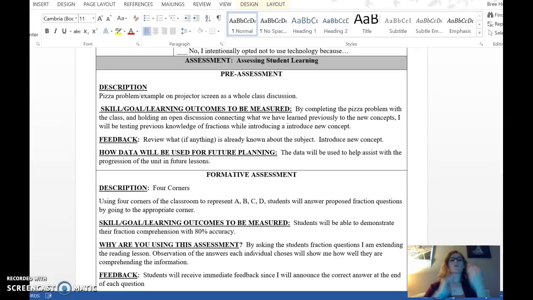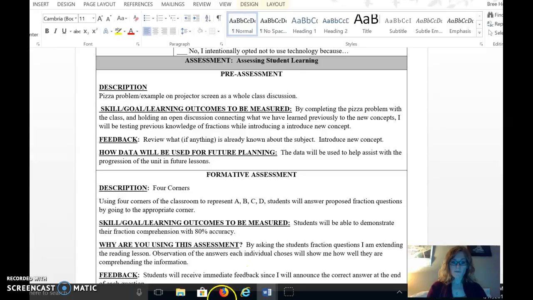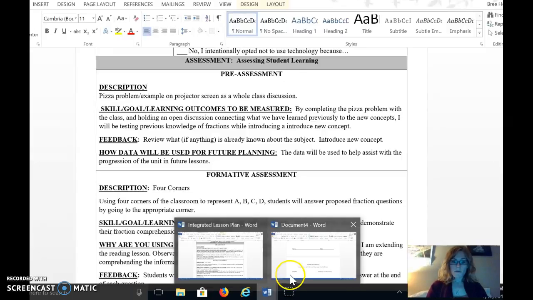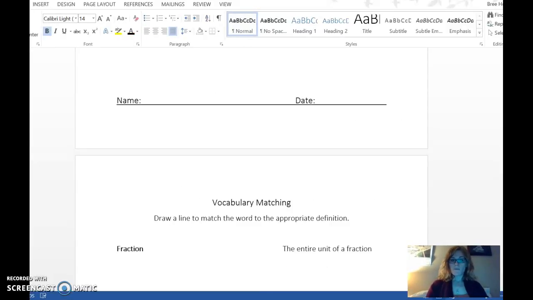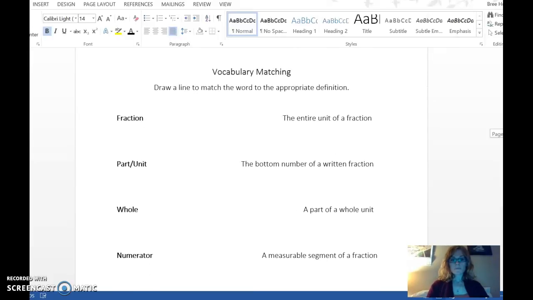And then at their seats, after we're done, I'm going to pass them out a vocab document, which I have here. I made one for vocabulary matching.